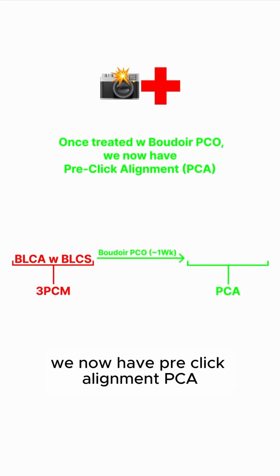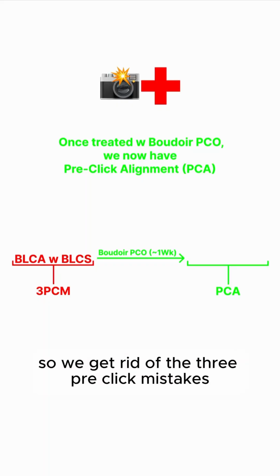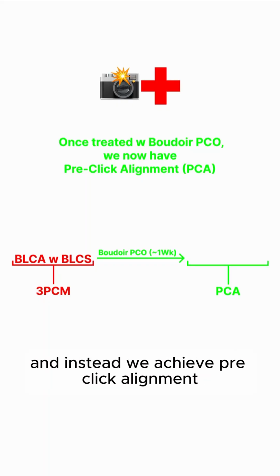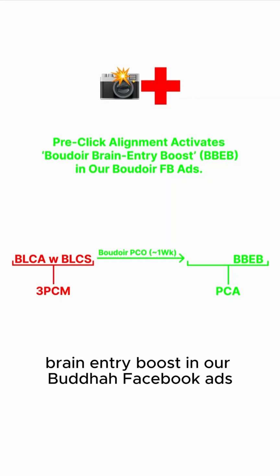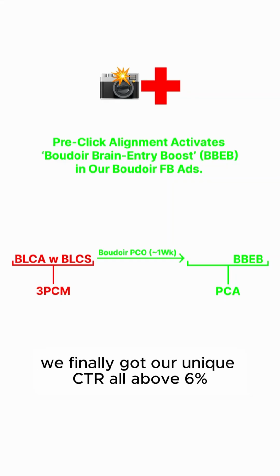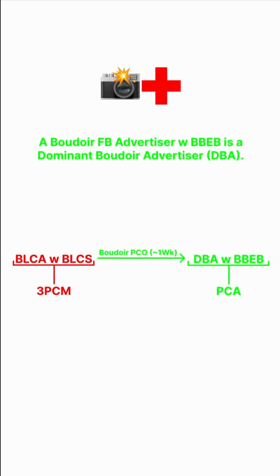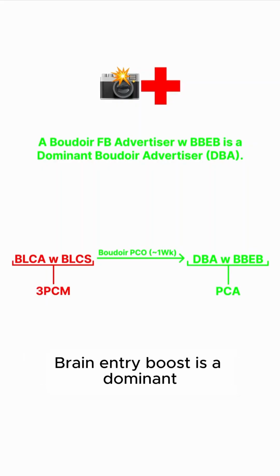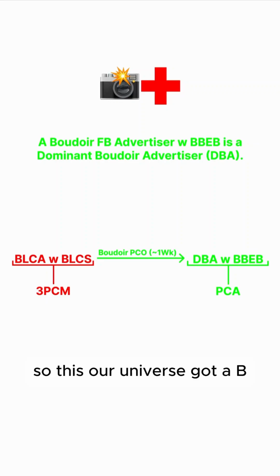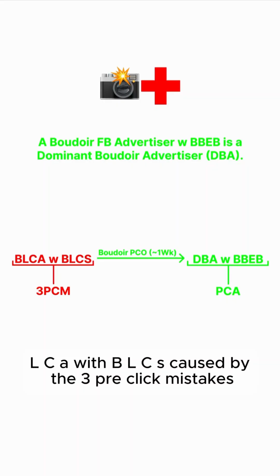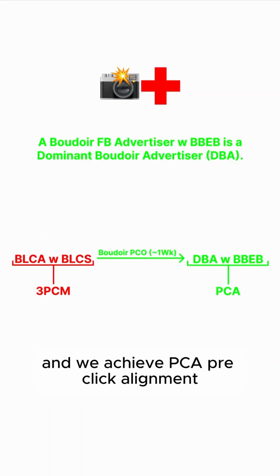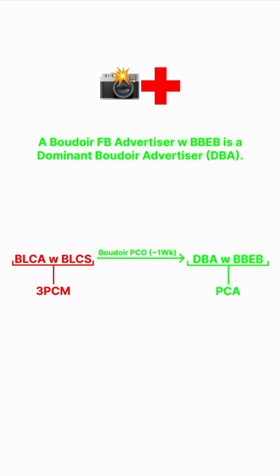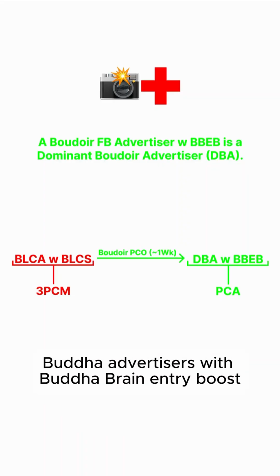And once treated with Boudoir PICO, we now have pre-click alignment, PCA. So we get rid of the 3 pre-click mistakes, and instead we achieve pre-click alignment. Now, pre-click alignment activates Boudoir brain entry boost in our Boudoir Facebook ads. It basically means we've finally got our unique CTR all above 6%. And a Boudoir Facebook advertiser with Boudoir brain entry boost is a dominant Boudoir advertiser, a DBA. So this is our universe. We've got a BLCA with BLCS, caused by the 3 pre-click mistakes. The solution is Boudoir PICO, which takes about a week. And we achieve PCA, pre-click alignment, and we become dominant Boudoir advertisers with Boudoir brain entry boost.